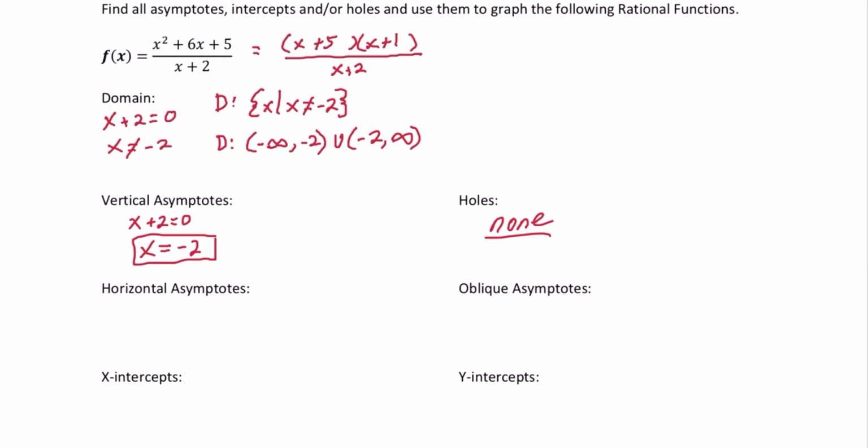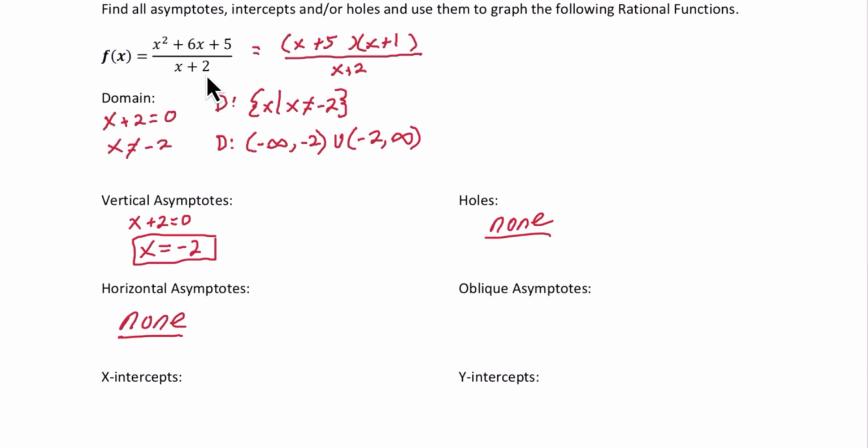To find horizontal asymptotes, we compare the degree of the top and the bottom. Notice the degree of the top is 2 and the degree of the bottom is 1. If the degree of the top is ever bigger than the degree of the bottom, then we have no horizontal asymptote. However, if the degree of the top is 1 more than the degree of the bottom, like in this example, we need to look for the oblique asymptote. And we do that using division.